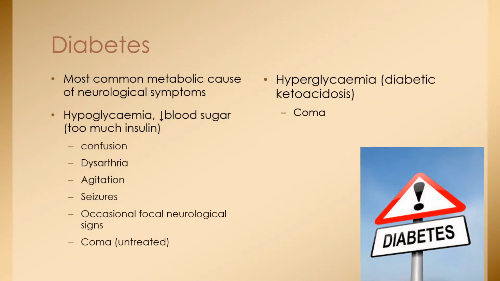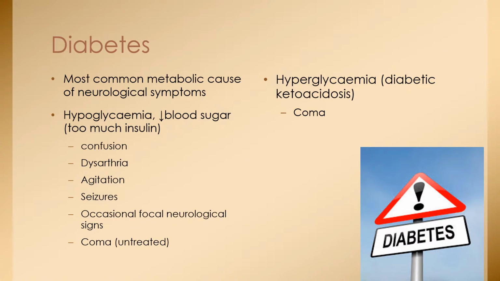Now we move on to one of the main topics for today, and that's the condition of diabetes. For this course, we don't expect you to understand the ins and outs of the hormone imbalance that causes diabetes, but what we need to know is the presentation of diabetes and its neurological impact. Everyone is well aware that diabetes is the most common metabolic cause of neurological symptoms. It's also one of the most common diseases we have in Australia.